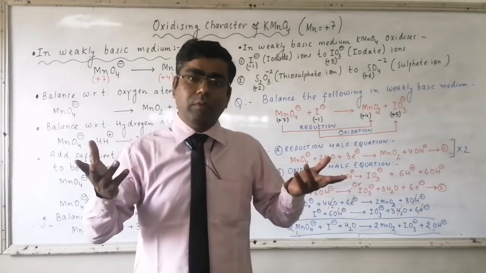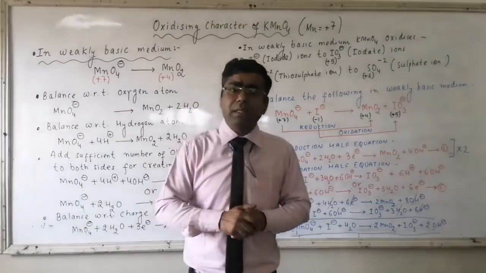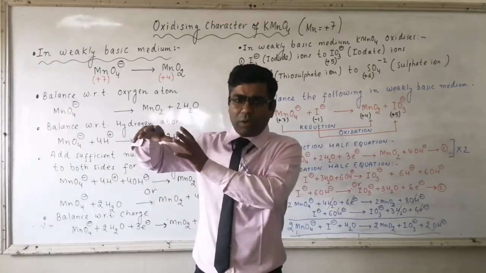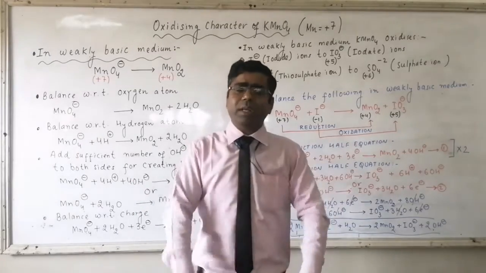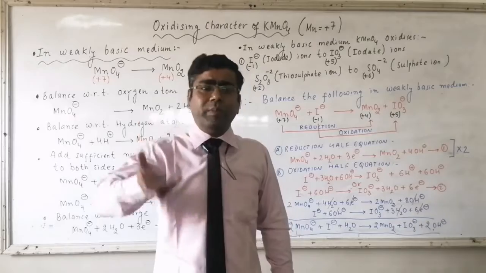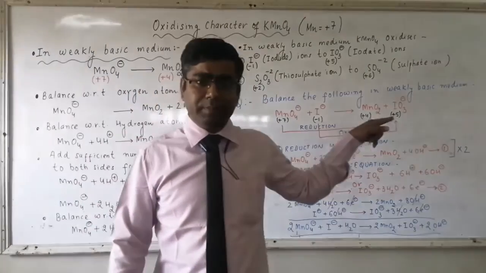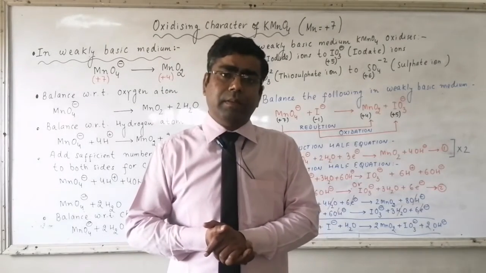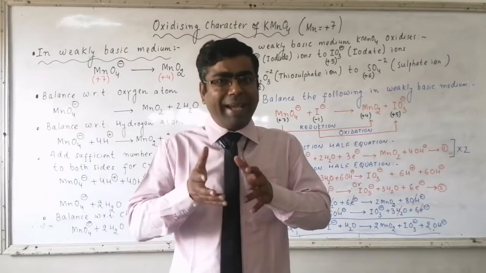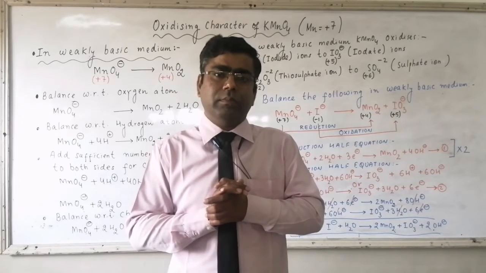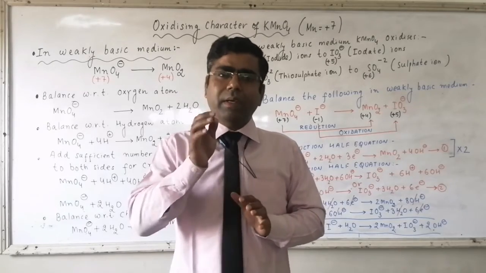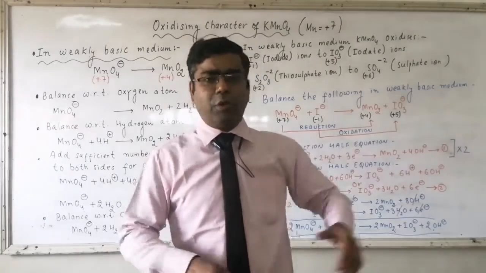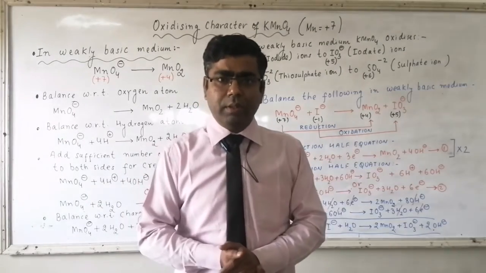When we talk about the last step, that is balance with respect to charge, we add a sufficient number of electrons so that the charge present on the reactant side becomes equal to the charge present on the product side. So how many electrons will be added? Because this is a reduction reaction, electrons will be added towards the reactant side. Reactant by taking electron shows reduction, and whenever there is oxidation, electrons will be added towards the product side. Reactant by losing electron shows oxidation.